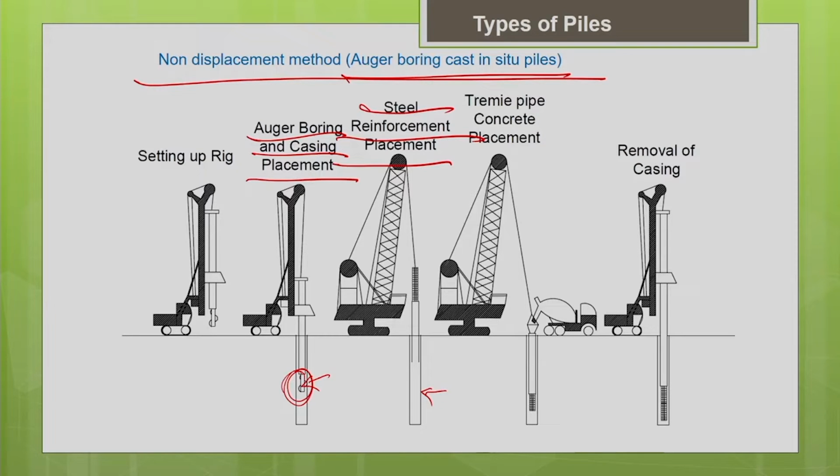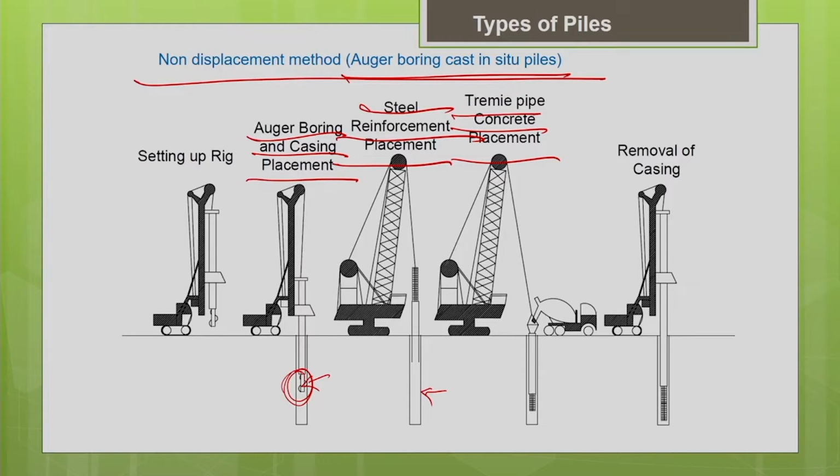The next step is the concrete placement. Very commonly we go for the tremie pipe method of concrete placement. Using the tremie pipe, you place the concrete to the greater depth, and now you can extract the casing, so that you can reuse the casing. So, this is the commonly adopted boring method for making the cast in situ concrete pile.